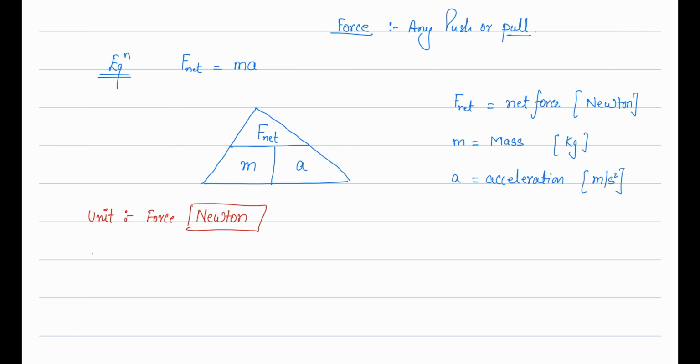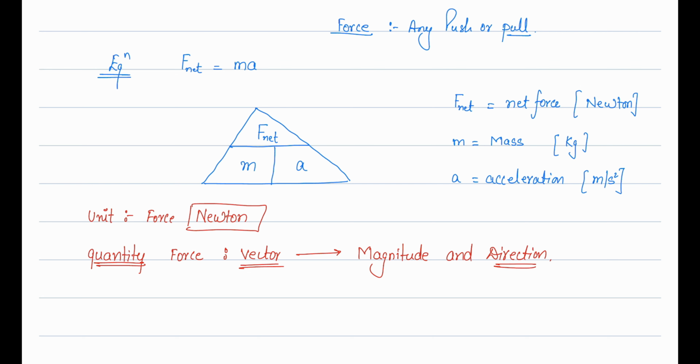Now we need to understand types of quantity. We have two types of quantity, scalar and vector. Force is a vector quantity. What is the meaning of vector? It has magnitude, meaning number, and direction. Force has direction, that's why it is a vector quantity.